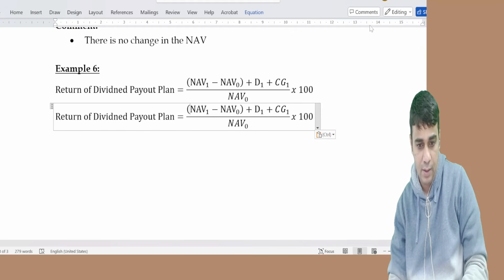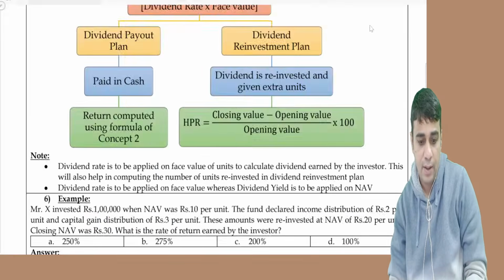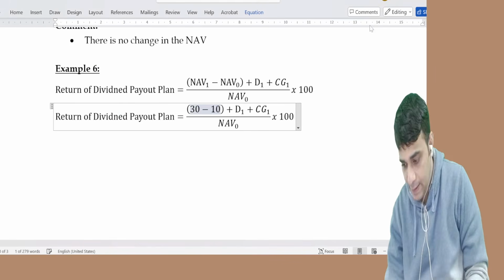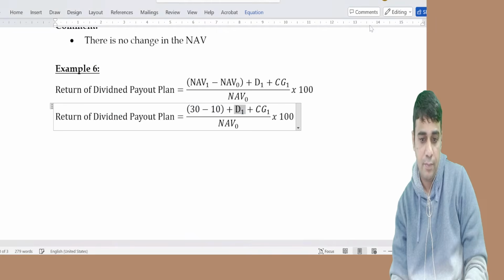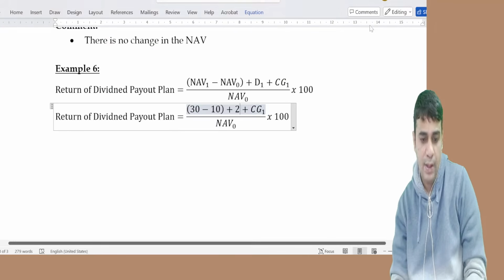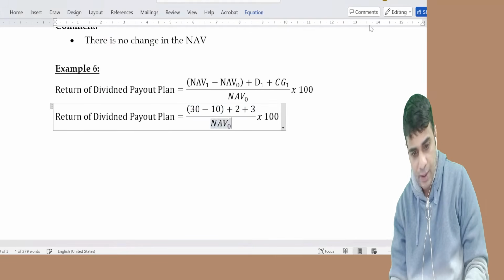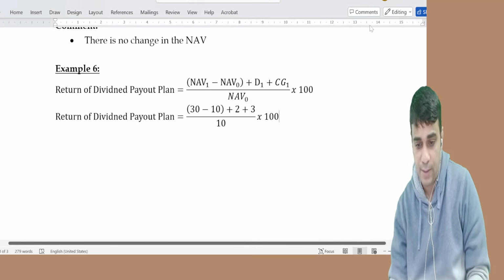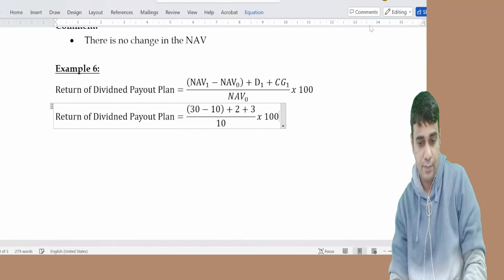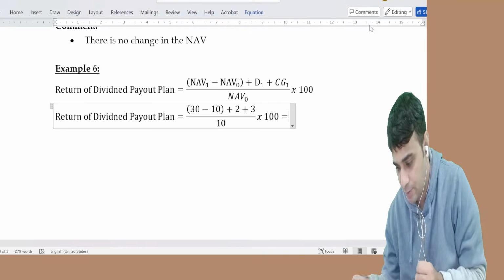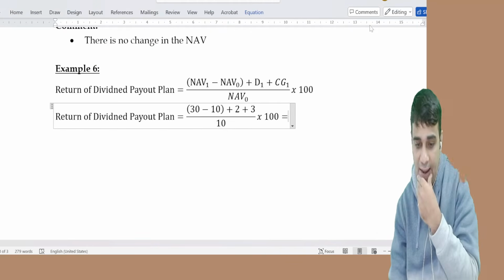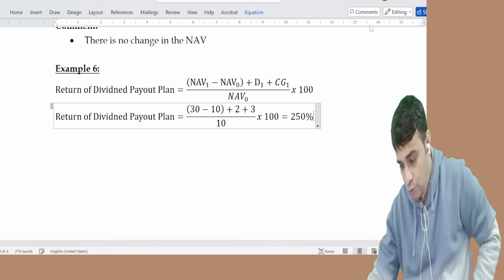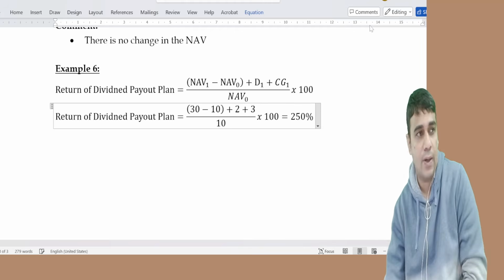NAV1, what is the closing NAV? 30. Opening is 10. D1, dividend distribution of 2, capital gain distribution of 3, divided by 10. Huge number, but that's okay. Into 100, get the percentage answer. You will get a huge answer. That's okay, I have drafted the question that way. 30 minus 10 plus 5, divided by 10, is 250 percentage. The answer is huge, that's okay. Any doubts in this?